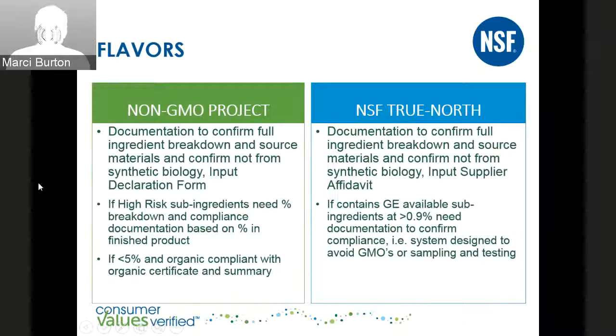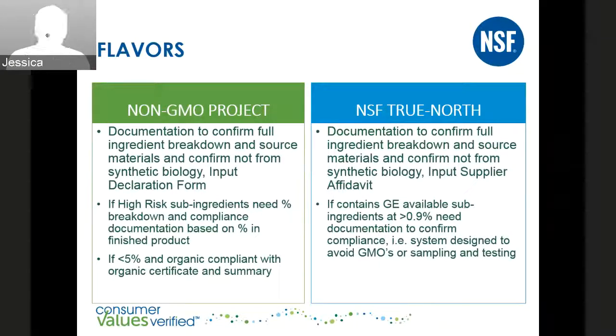Okay, great. So for flavors for the Non-GMO Project, they're classified as high risk, and that's due to them often having carriers or high-risk sub-ingredients. And also we need to confirm that the flavor component itself is not derived from synthetic biology. So what we get for that is a full ingredient declaration form. We'll often need the percent breakdown of the ingredient. And then again, we'll classify each high-risk sub-ingredient based on the percentage of the finished product. If the flavor is less than 5% and it's organic, then that's going to be compliant, and all we'll need is the organic certificate and summary.